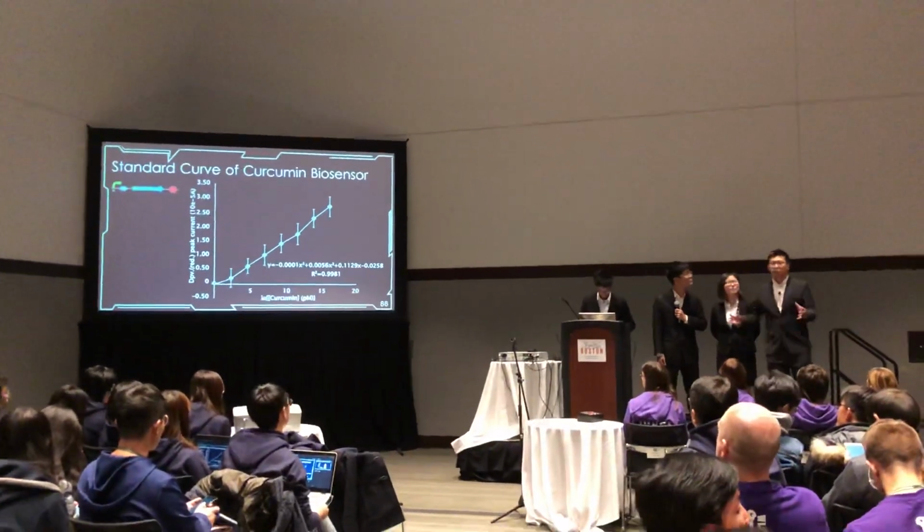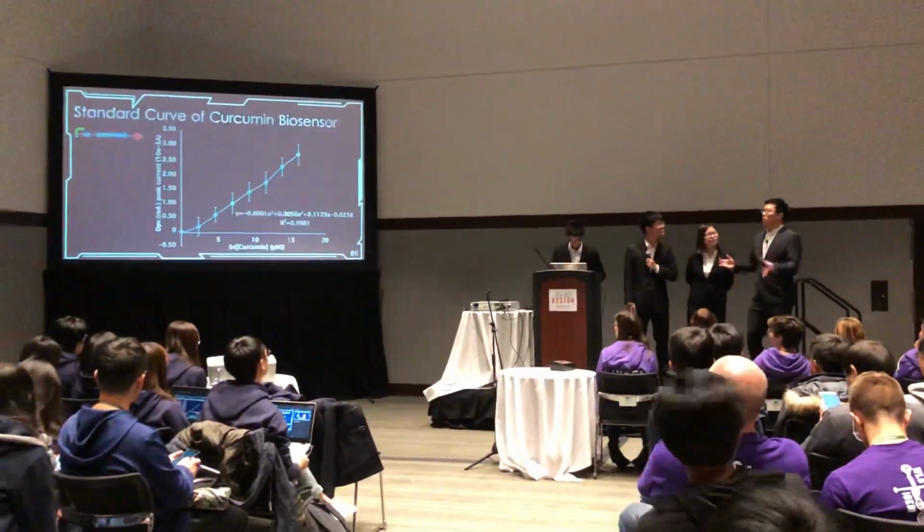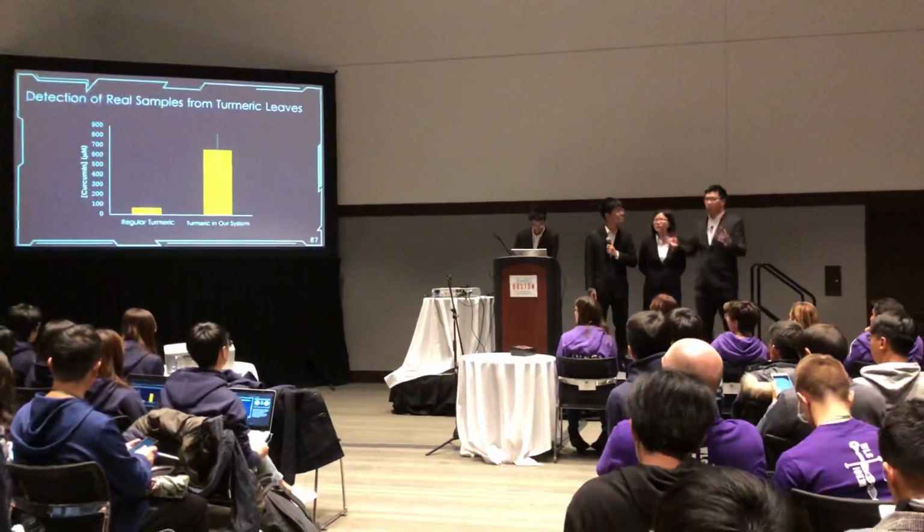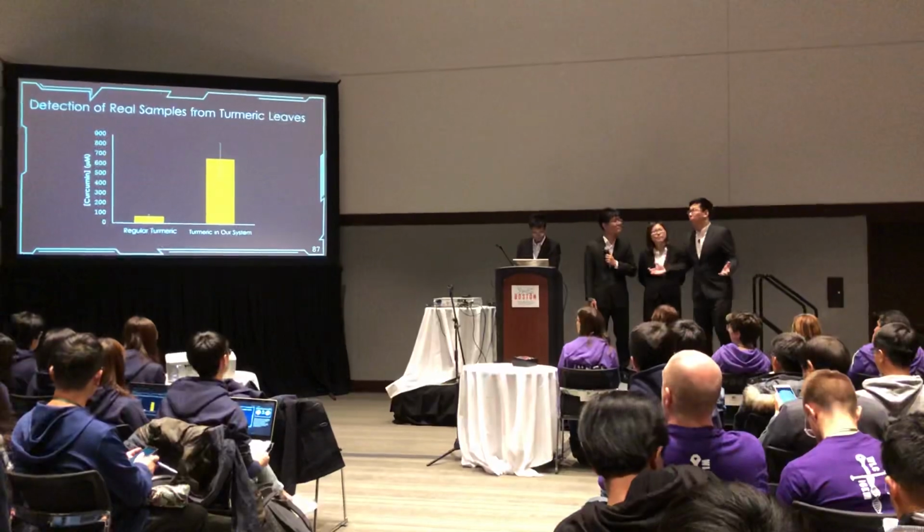And through our constructed biobrick, we can confirm that turmeric grown under the influence of our system not only grows taller, but has a much higher curcumin concentration than other turmeric on other farms.